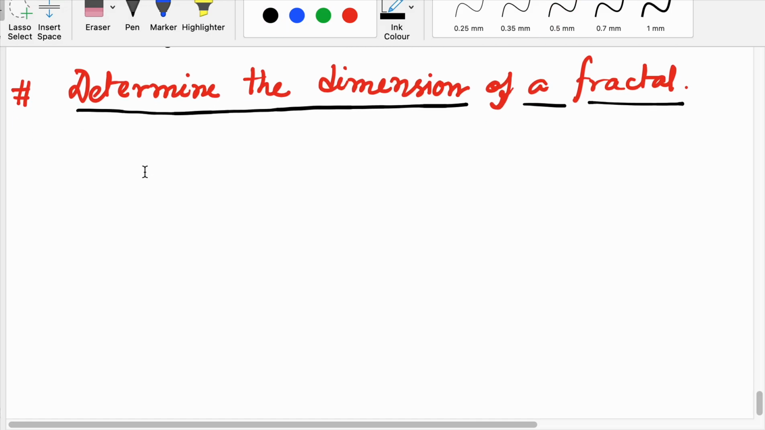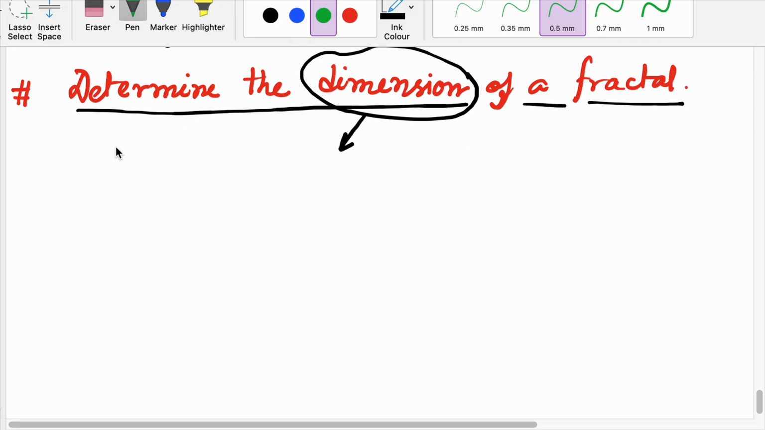Okay, so first of all let us simplify the definition of dimension, then we will see whether or not our classical definition of a dimension will work to determine the dimension of fractals. So let's see that.